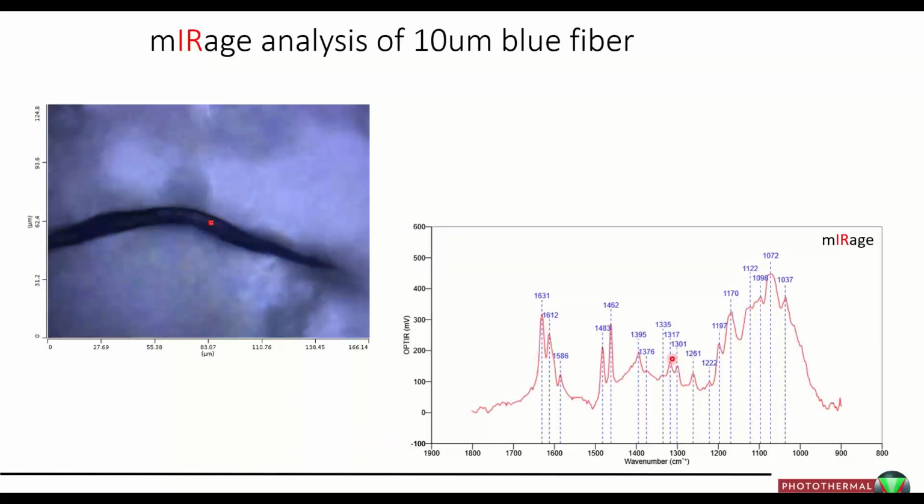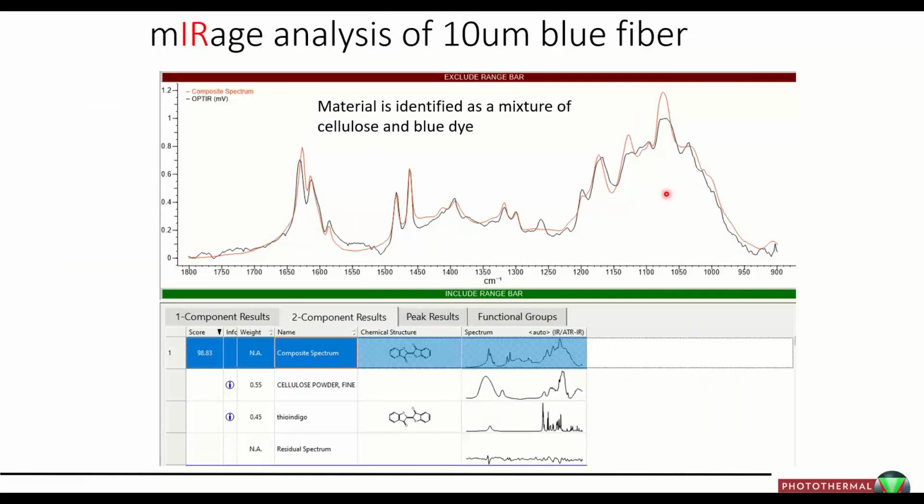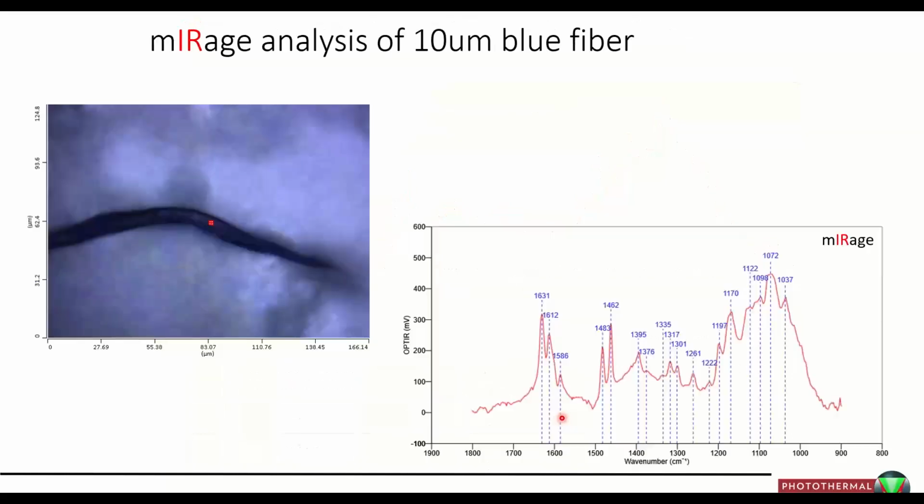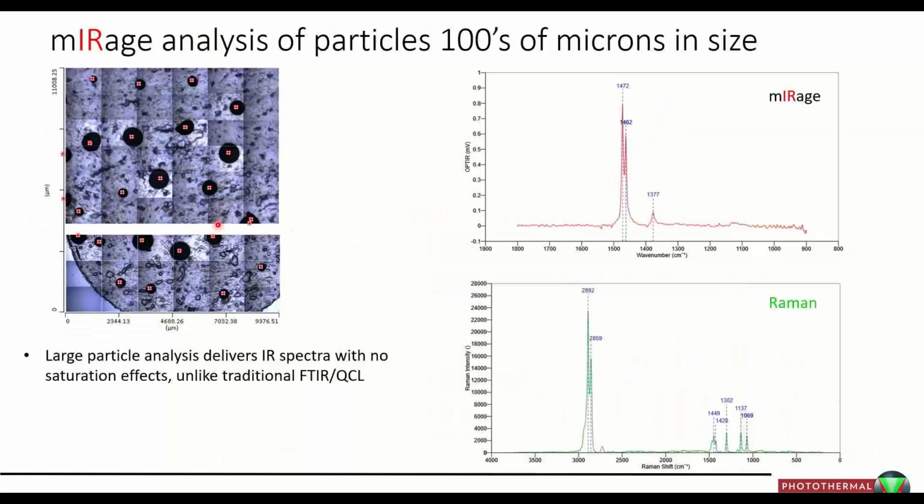This was a blue fiber, so in this case we've only got infrared. The Raman was too fluorescent, and even if you search that against a database, you can see that's actually a composite of cellulose and the blue dye. So the sensitivity is to that level, and the spectral quality more so is to that level. If anyone has ever tried to measure a 10 micron fiber in reflection mode with an infrared, you'll know that you get essentially noise back from that.